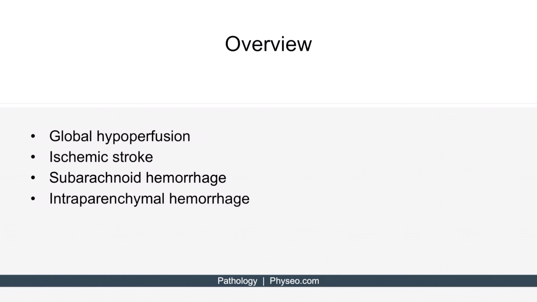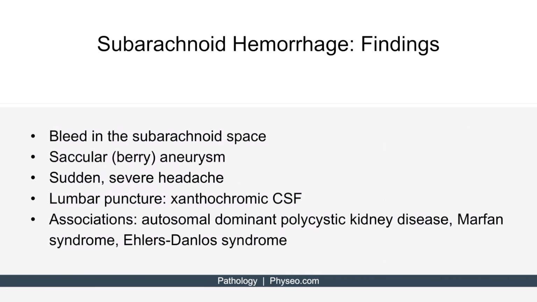All right, now let's discuss subarachnoid hemorrhage. A subarachnoid hemorrhage is characterized by a bleed deep in the brain in the subarachnoid space. Most frequently, subarachnoid hemorrhages are due to rupture of a saccular or berry aneurysm. Other causes include AV malformations and an anticoagulated state.